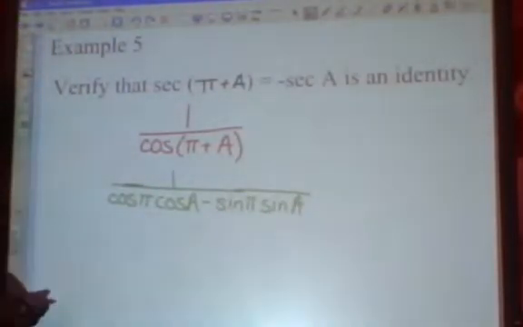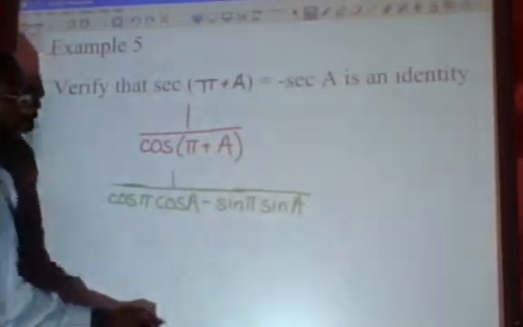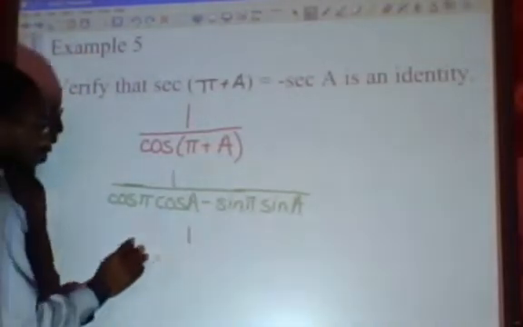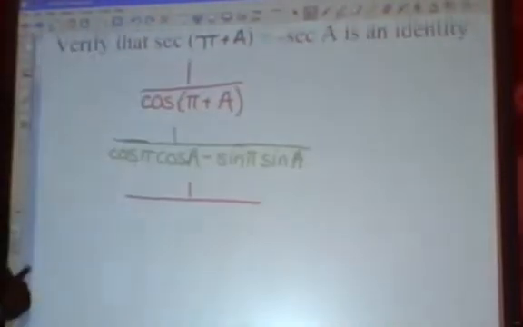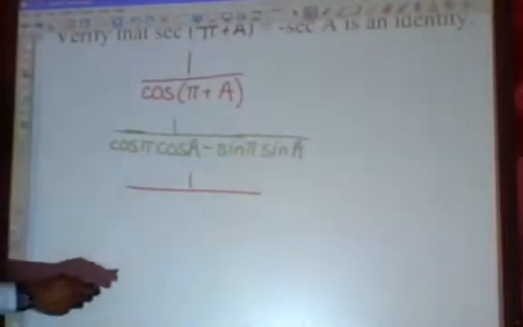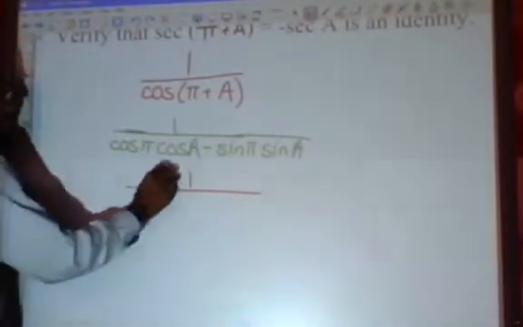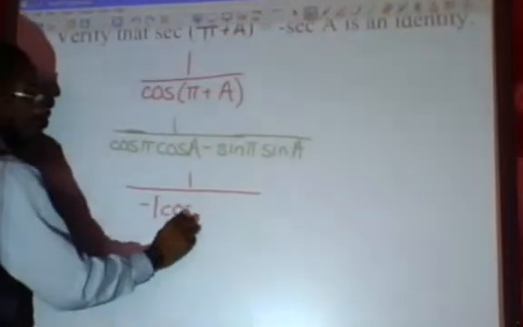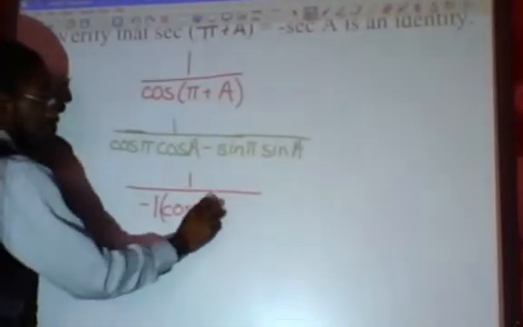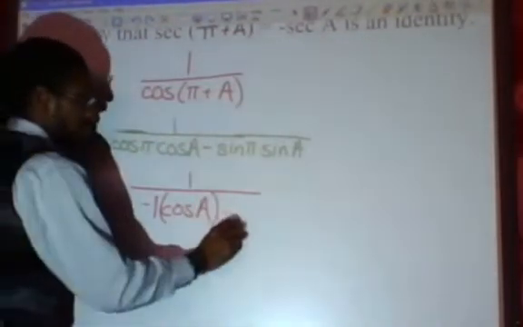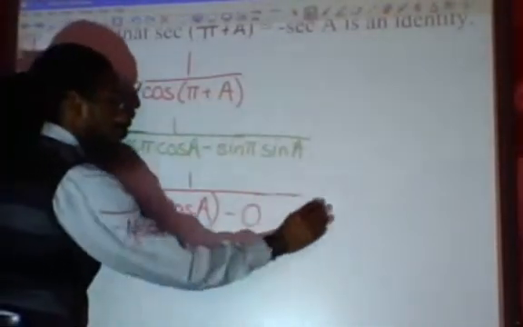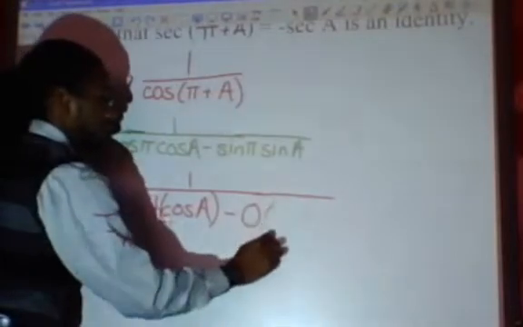All right. Once again, going back to our chart, we're going to use the values again. So it's going to be 1 over cosine of pi, which is negative 1. Cosine of a stays cosine a. We're going to multiply that by negative 1. It's going to be minus sine of pi, which is 0, and sine of a is just sine of a.